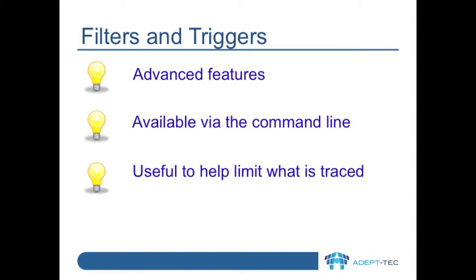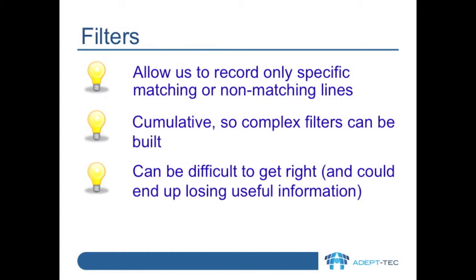Remember, the purpose of filters and triggers is to try to limit what's being logged and help get to the bottom of the problem you're trying to troubleshoot. Filters allow us to record only specific matching or non-matching lines. They're cumulative and they can become quite complicated. Because of this, they're often difficult to get right, and you may end up recording information that you don't want to see, and likewise, you might miss information that you do want to see.